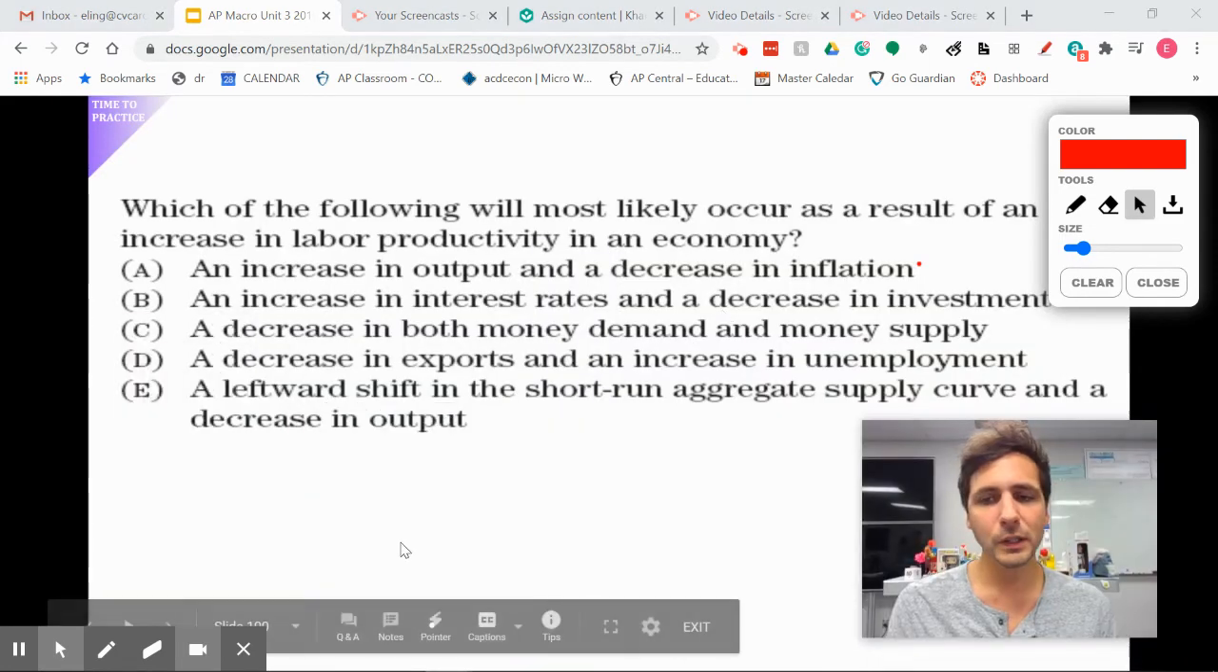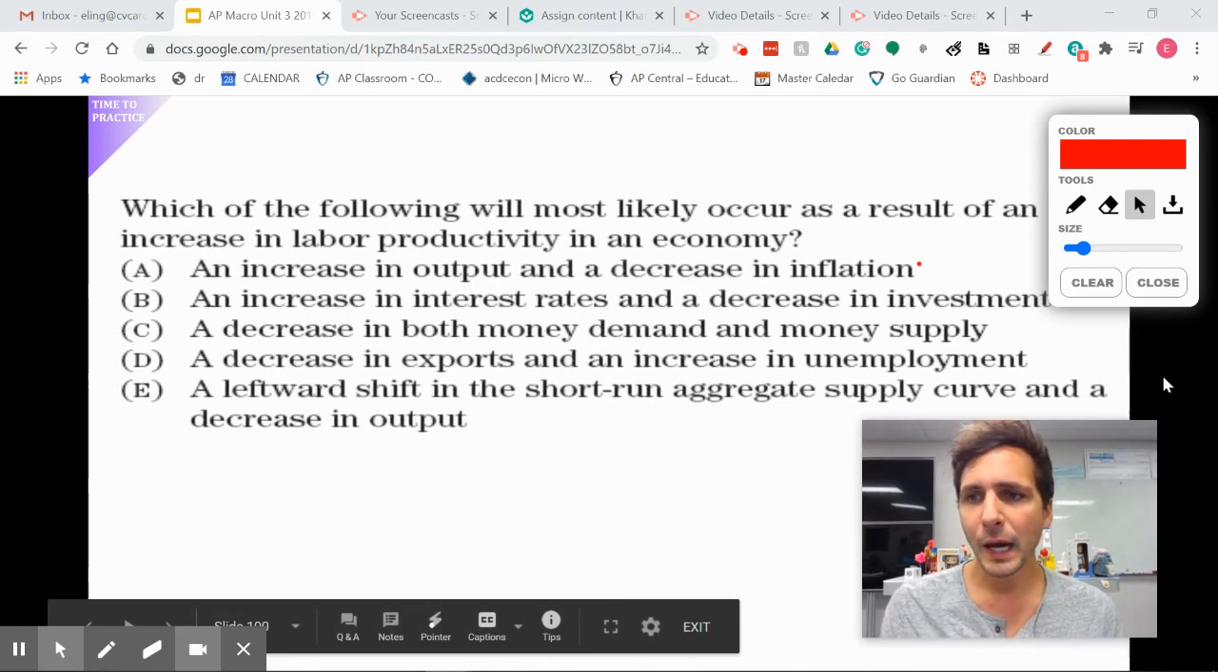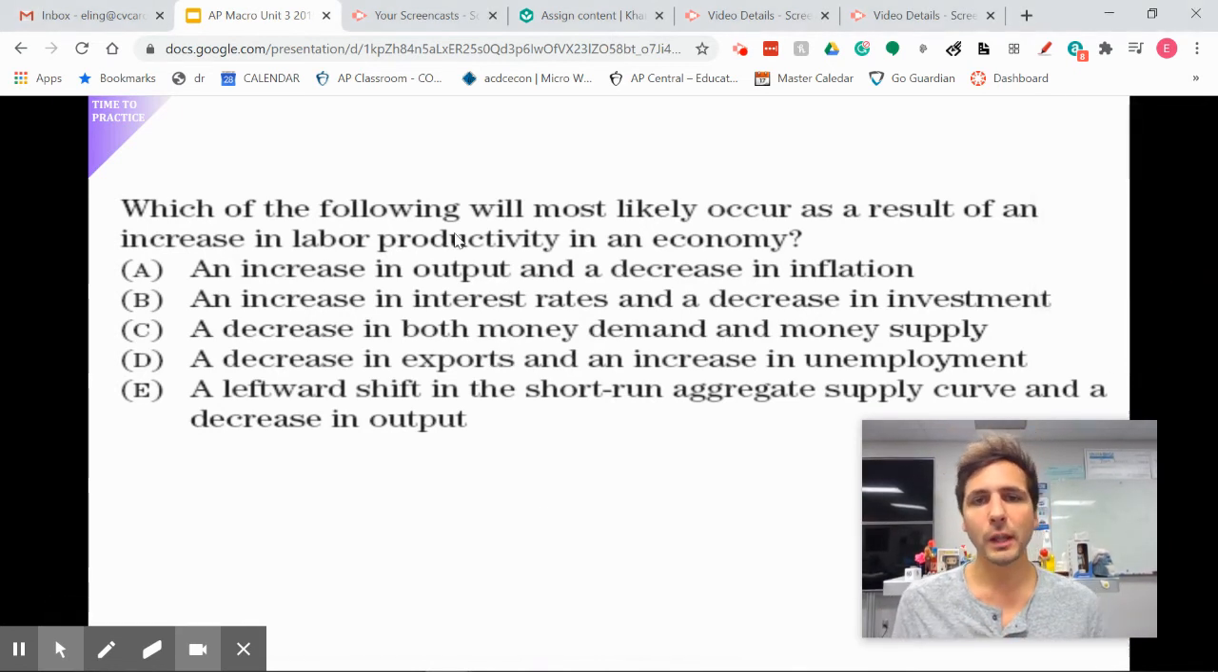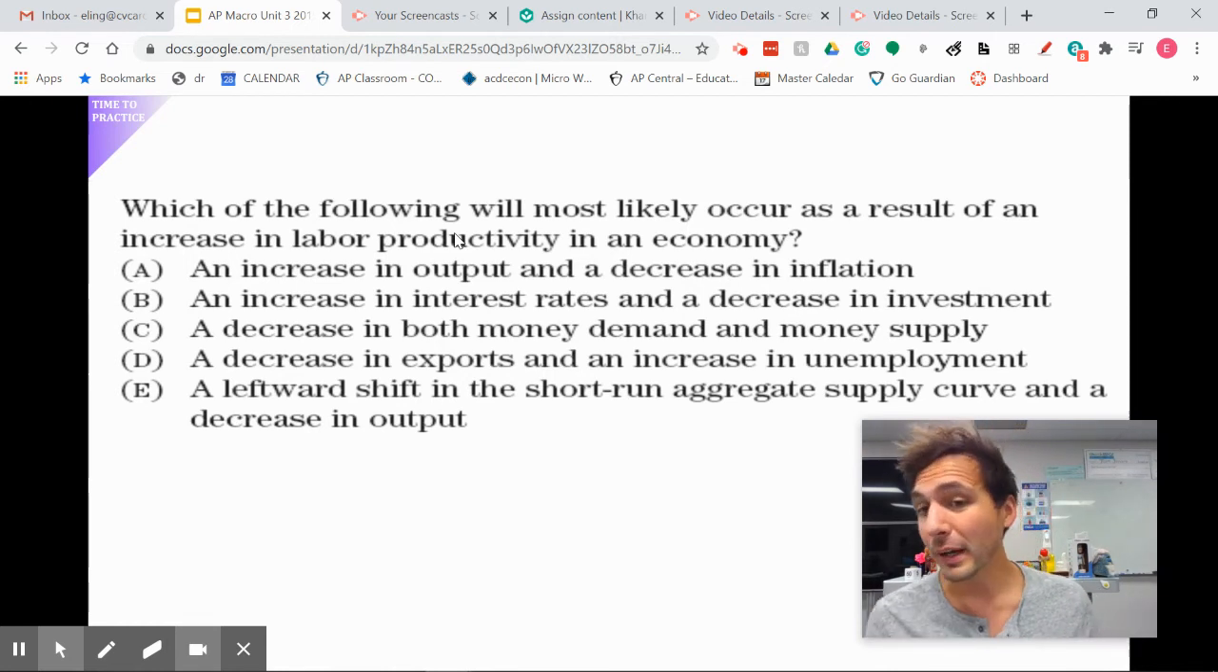Let's try this one. This is a little bit of a format switch for you. Which of the following will most likely occur as a result of an increase in labor productivity in an economy? What are we talking about? Well, people, our laborers, are more productive with the same resources. Normally, this is indicating a change in technology. So if I give somebody a new machine, a new labor assist, they can be more productive.